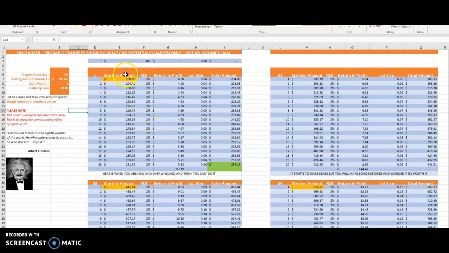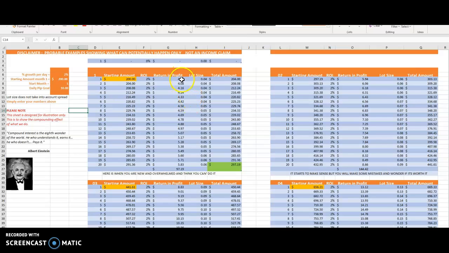Obviously you're starting at $200. On your first day, your return on investment, your ROI, is 2%. Your return on profit is $4. The lot size is 0.04. And your total amount that you now have is $204. So we see how that all works, right? It works the same way on every line down here.